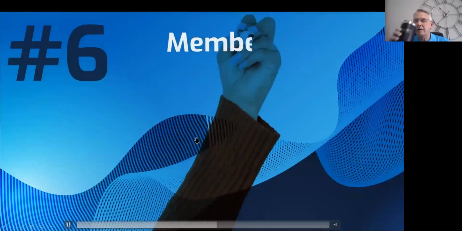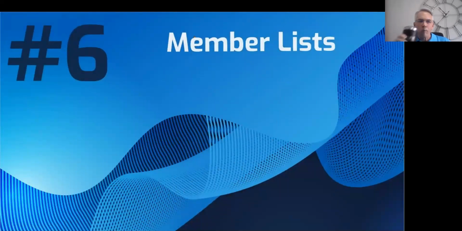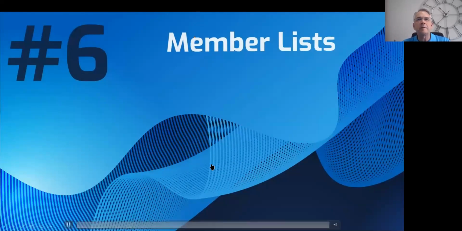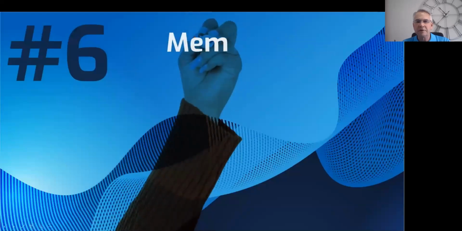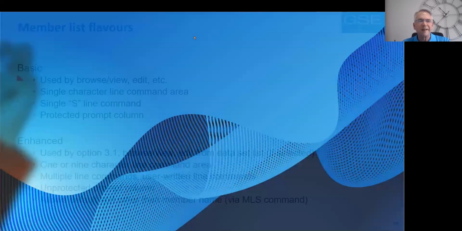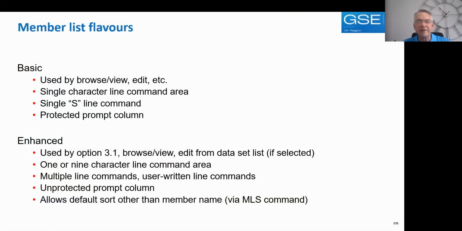Number 6. We talked about member lists or DS lists. Let's talk about some member list stuff. We'll just do it once, not twice. There are 2 different flavors of member lists. The basic one, from browse, edit, or view, allows you to do an S primary command or line command. And then there's the enhanced one that's used for 3.1.